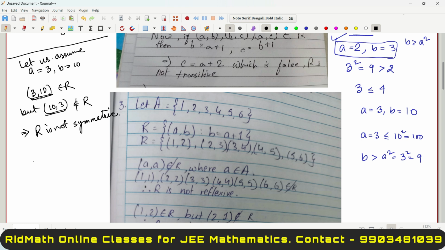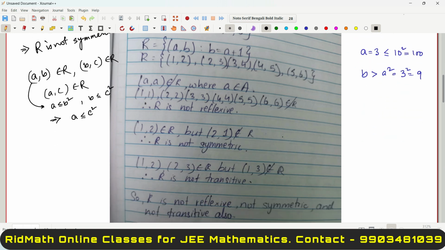Again, transitiveness is also tricky. We have to find more examples to do this. Say a comma b belongs to R and b comma c belongs to R. That means a comma c has to belong to R. This means that a is less than b square and b is less than c square. This may not imply that a is less than c square.